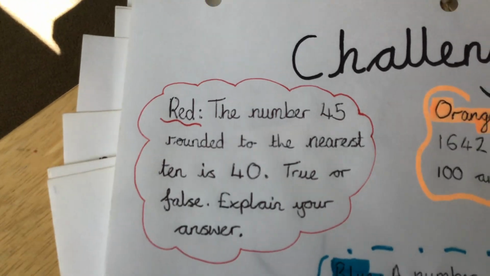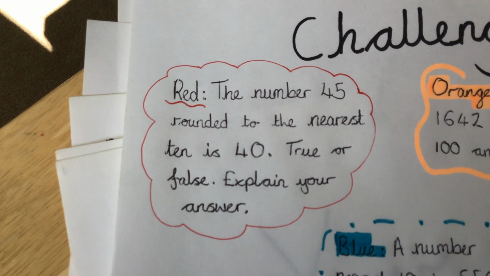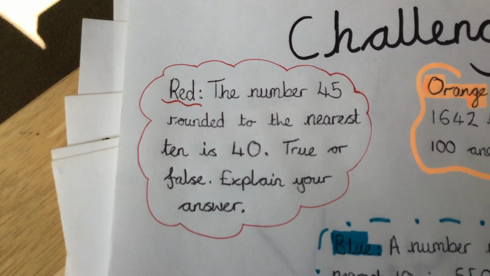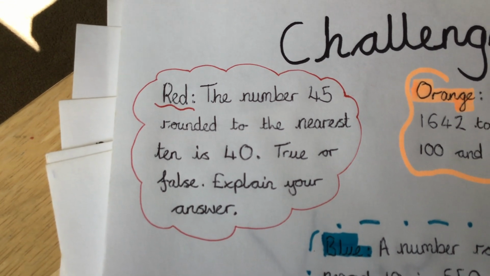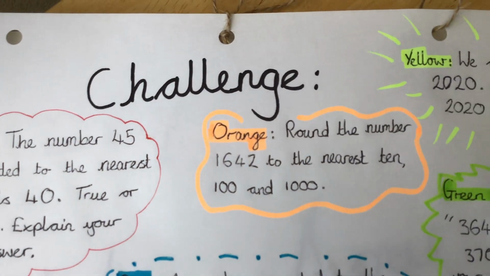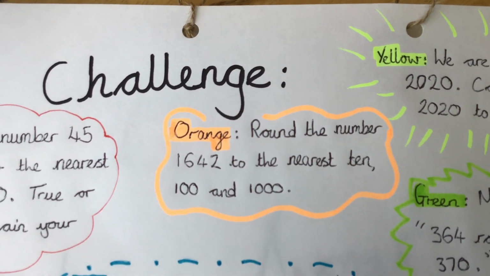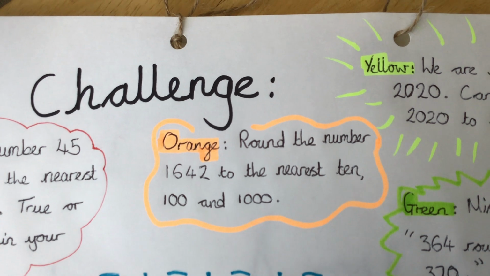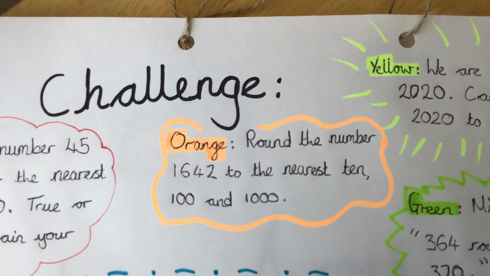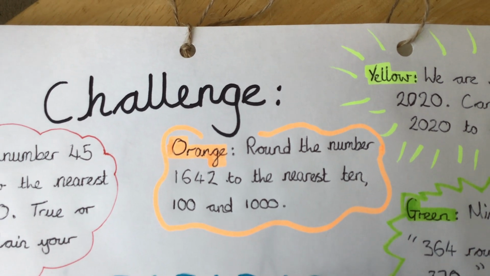Challenge number 1 is the red challenge. The number 45 rounded to the nearest 10 is 40. True or false? Explain your answer. The orange challenge. Round the number 1,642 to the nearest 10, 100 and 1,000.